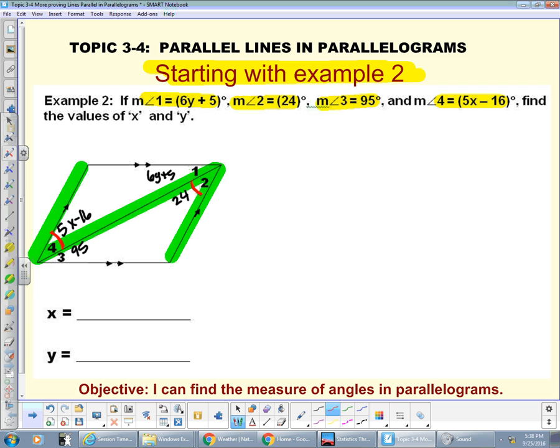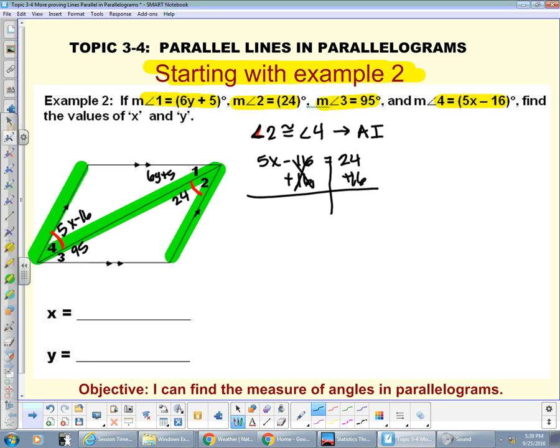And I know in geometry, so I'll just write it out, angle 2 congruent to angle 4, alternate interior. And so in geometry, when 2 things are congruent, I'm going to set them equal to each other. And so 5x minus 16 equals 24. Simple 2-step equation. We're going to add 16 to both sides. 5x equals 40. Divide both sides by 5. 40 divided by 5, x is equal to 8.